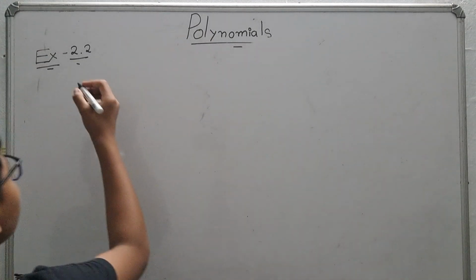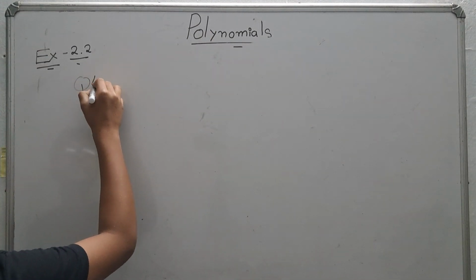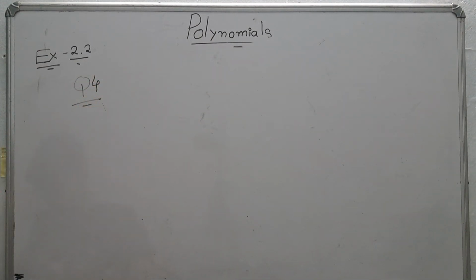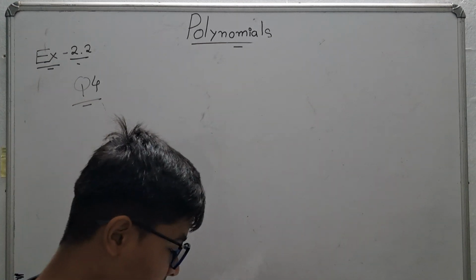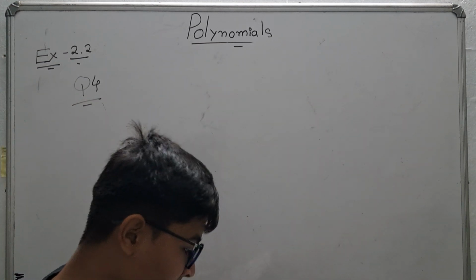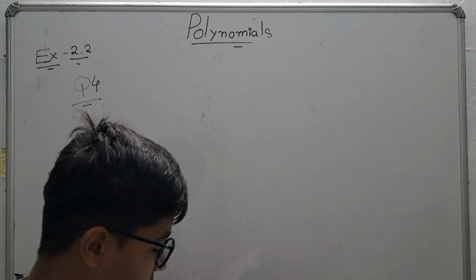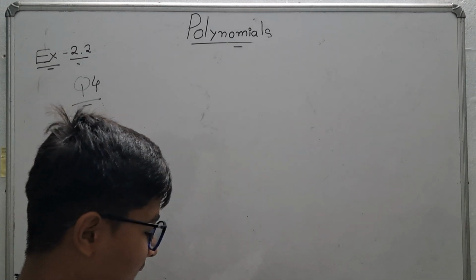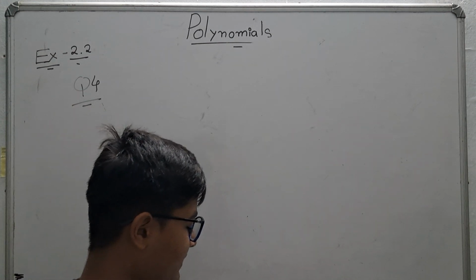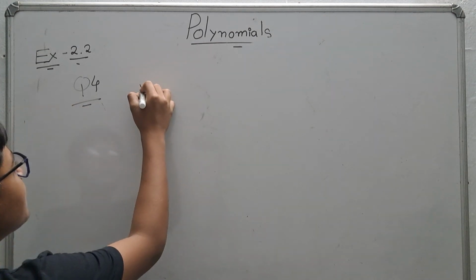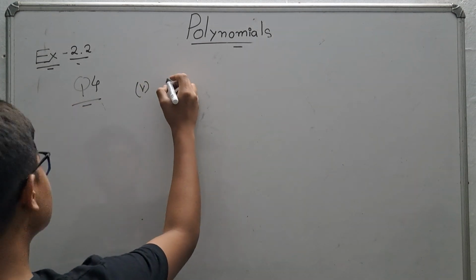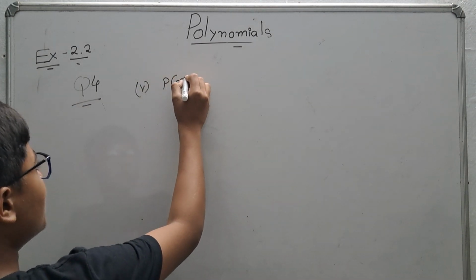Okay, question number 4 was also too easy. Let's see what it is saying. I am doing question 5 and 7. So let's do 5, because if I do 5, you will get an idea how to do it.